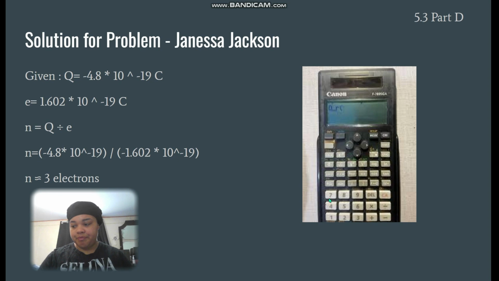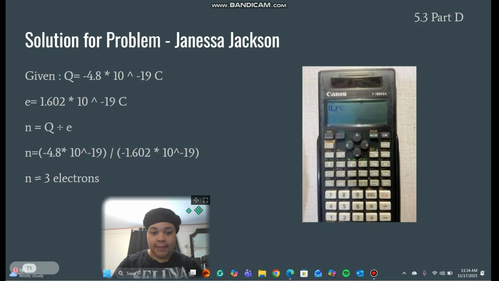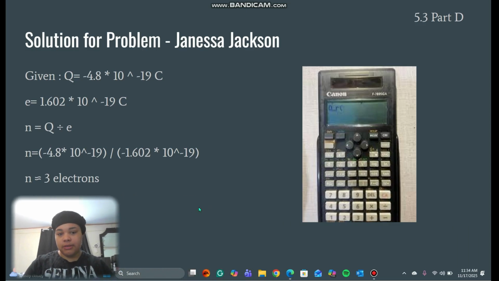Here's a picture of my solution. I plugged in the values: negative 4.8 times 10 to the negative 19 coulombs divided by negative 1.602 times 10 to the negative 19 coulombs. The negatives cancel out, the powers of 10 cancel out, and the numbers divide to about 3. So the sphere has about 3 excess electrons.